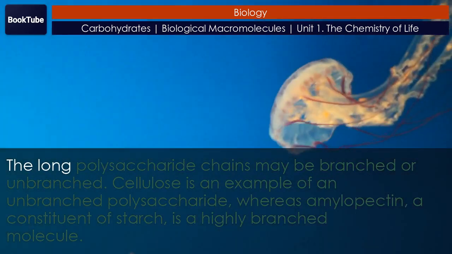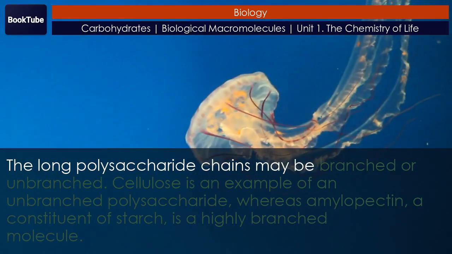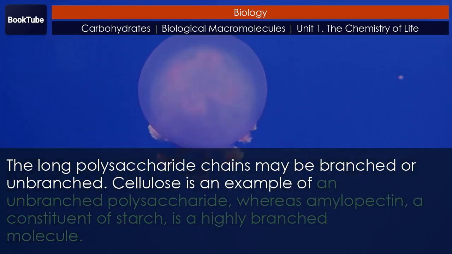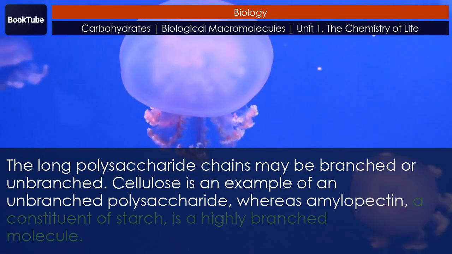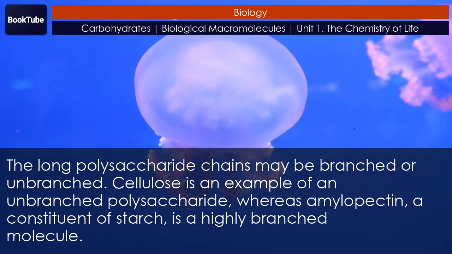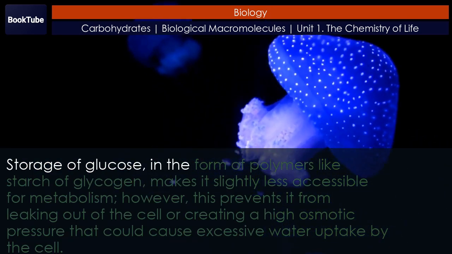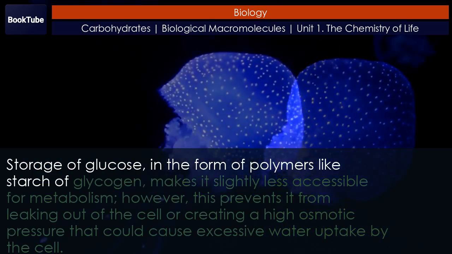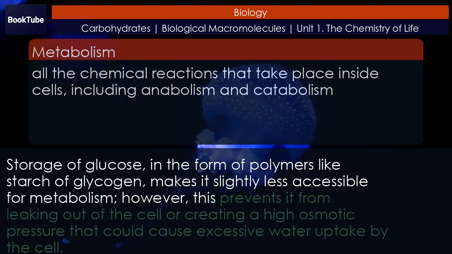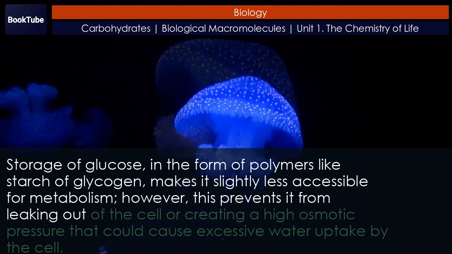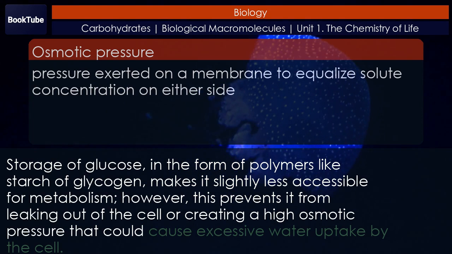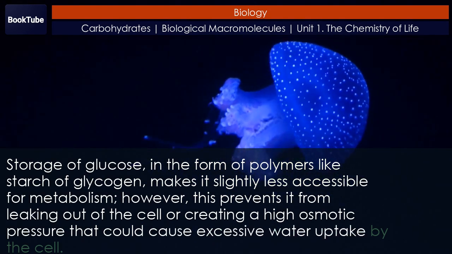The long polysaccharide chains may be branched or unbranched. Cellulose is an example of an unbranched polysaccharide, whereas amylopectin, a constituent of starch, is a highly branched molecule. Storage of glucose in the form of polymers like starch or glycogen makes it slightly less accessible for metabolism. However, this prevents it from leaking out of the cell or creating a high osmotic pressure that could cause excessive water uptake by the cell.